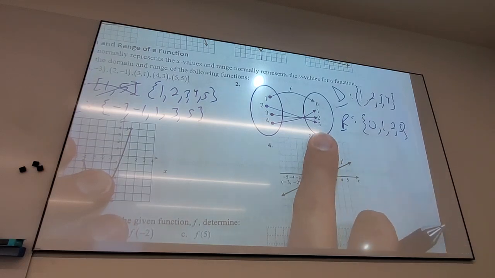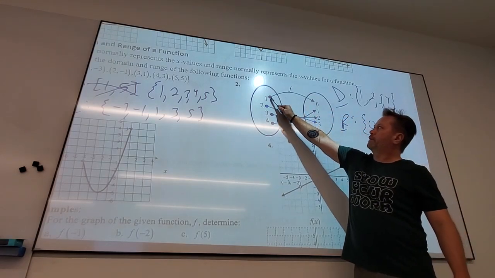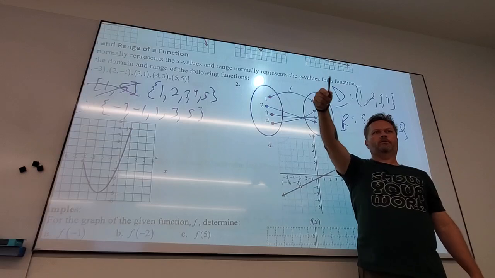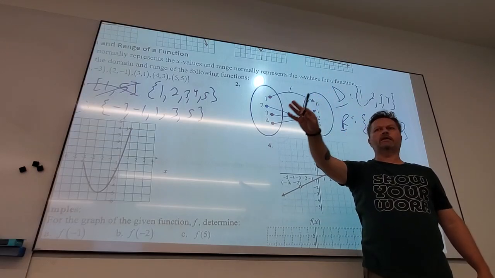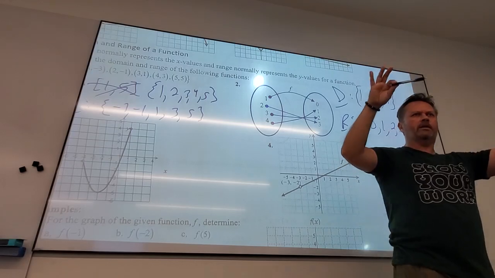How could you redraw this so it would not be a function? What's one thing you could add so it's not a function? Put an extra arrow on. Yeah, if I did an arrow from 1 to 1, now this input would have more than one output. So they all have the same definition. It's just that the different ways I can give you a function give a different way to think about it.